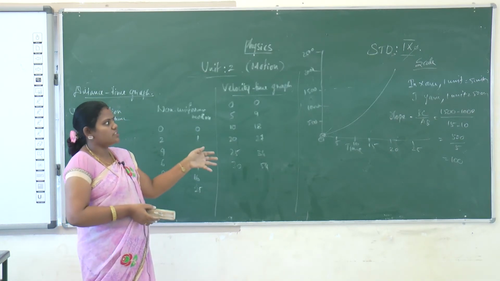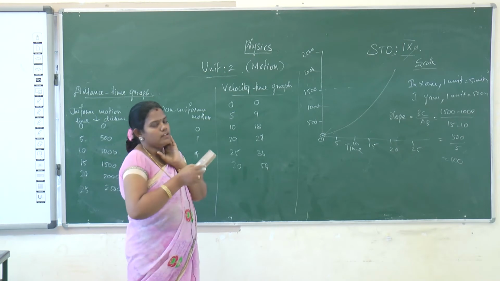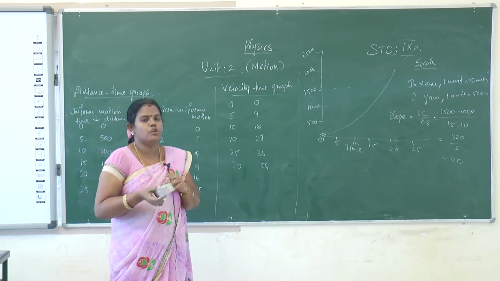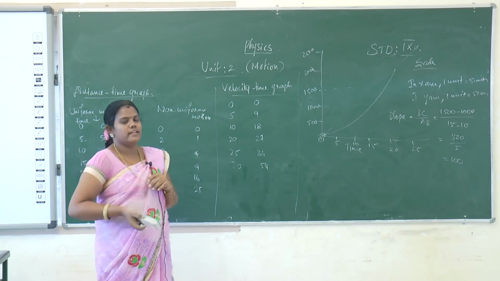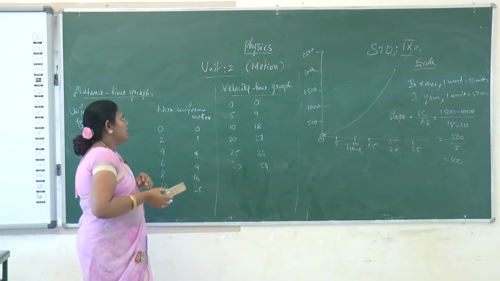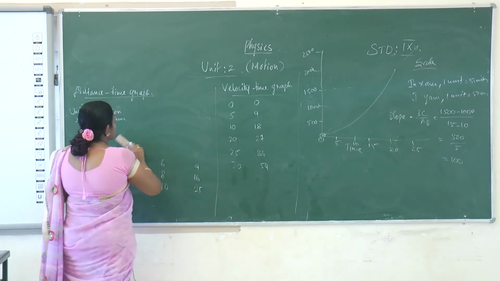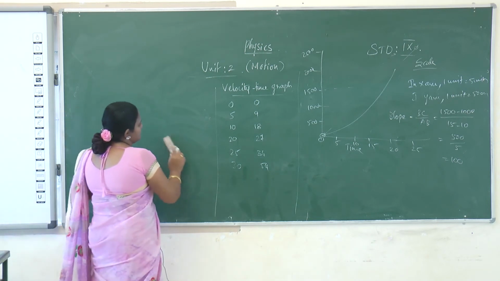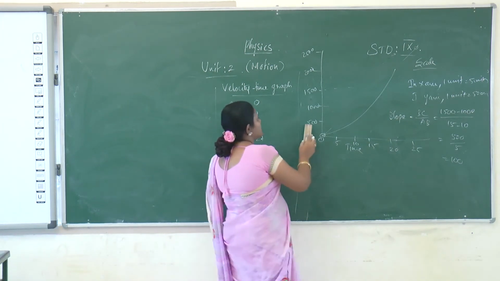You should mention the graph. In the graph, uniform motion gives a straight line, and non-uniform motion gives a parabola, not a straight line. So a straight line will be present only in uniform motion. The next topic is the velocity-time graph. For a velocity-time graph, mention time on the x-axis and velocity on the y-axis.